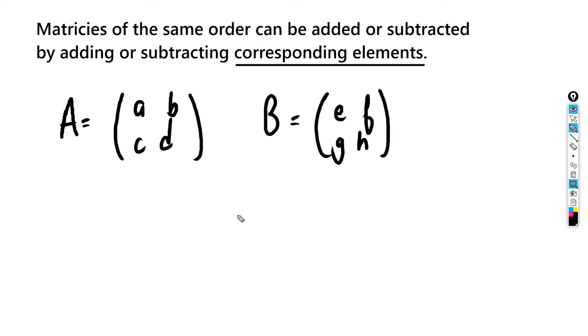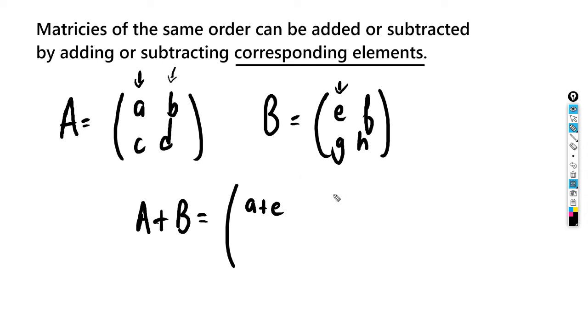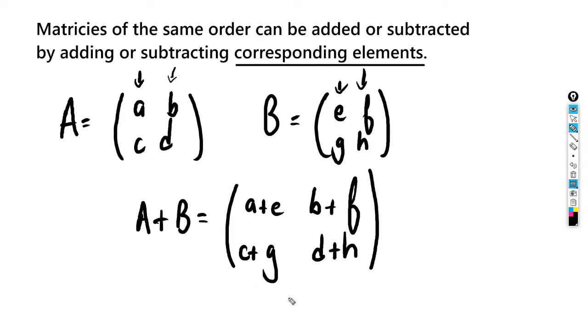All right, so we're going to add these matrices. We're going to add A to B, so A plus B. They can be added or subtracted by adding or subtracting corresponding elements. So wherever a is, you add it to its corresponding element, which is e. So in the first place in the matrix, we're going to get a plus e. Then in row 1, column 2, we're going to get b plus f. Then we're going to get c plus g down here, and d plus h down there. And that's how you add the two matrices.